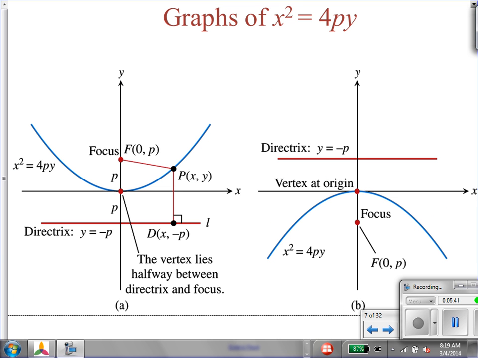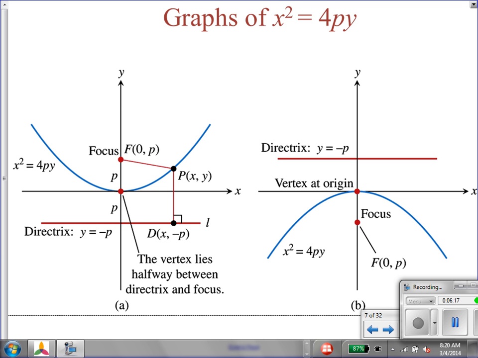Okay, graph of x squared equals 4py. So you can see that we've got x squared, so it's either going to open up or it's going to open down. Okay? Now, p, we're going to use p to find our focus and our directrix. So pretty much whatever number is in front of, in this case, y, we're just going to divide that number by 4, and whatever we're left with is going to be our focus. Okay? Now look at the directrix down here and how this all sets up in the picture.